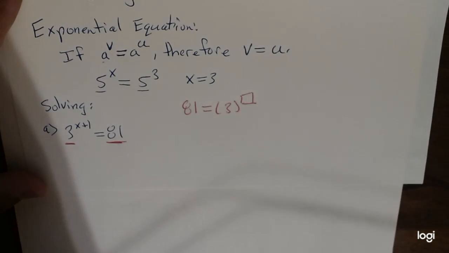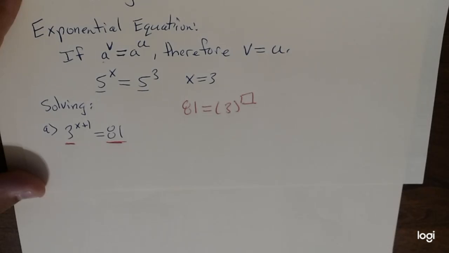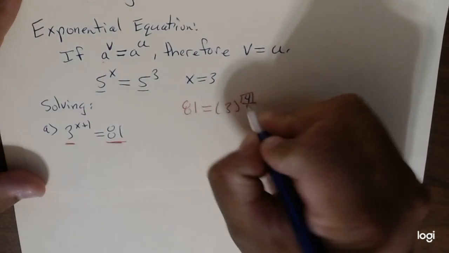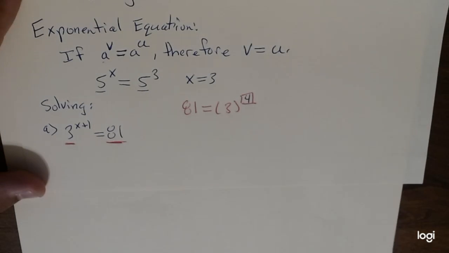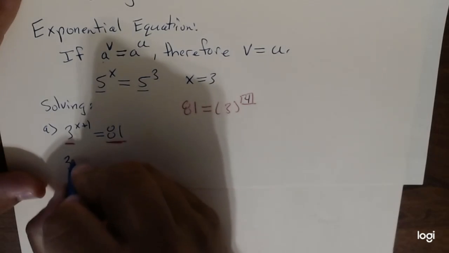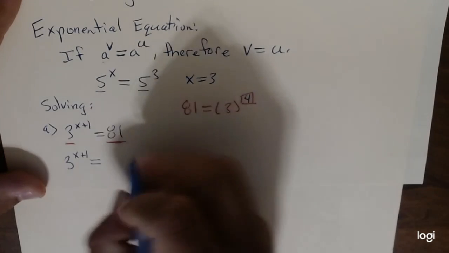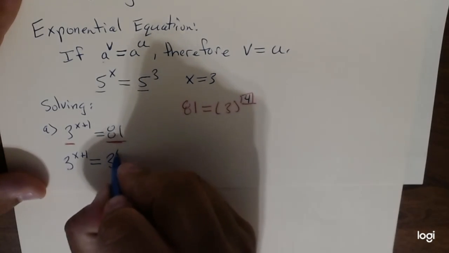Well, we could just find out. 3 squared is 9, 3 to the third power is 27, and 3 to the fourth power gives you exactly 81. So we can. That means 3 to the fourth power equals 81. So what we can do now is substitute what we have here. So 3 to the x plus 1 is now the same thing as 3 to the fourth power.